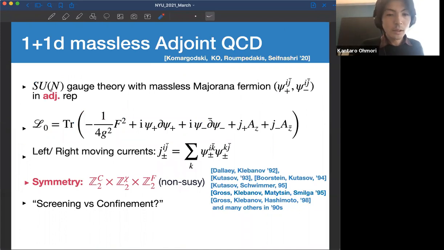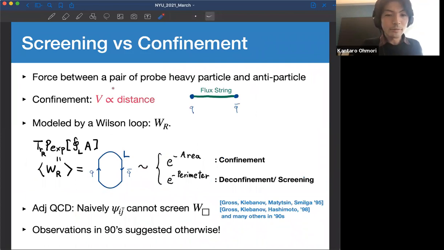Okay, so as I said, we consider the SU(N) gauge theory with fermions in the adjoint representation. This is the Lagrangian, and the question here is whether this system is in the confined phase or the deconfined phase. Let me briefly recall what confinement is.